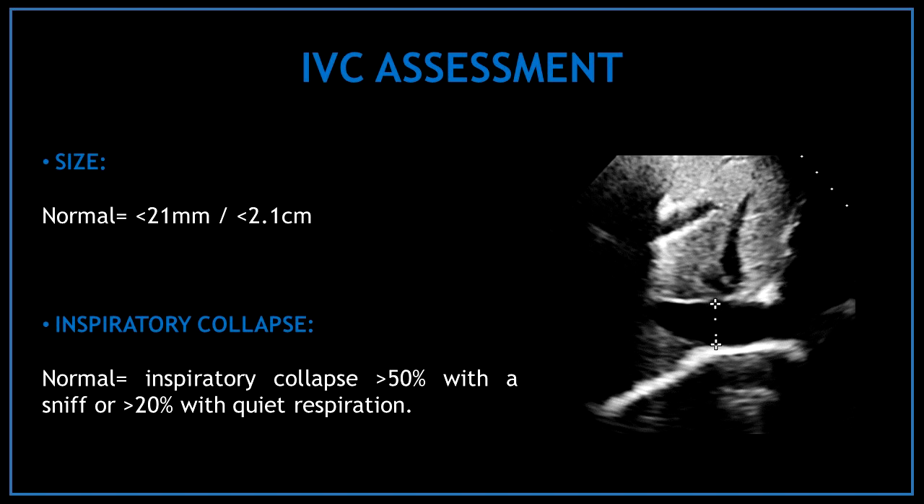The normal size of the inferior vena cava is less than 2.1 centimeters. And a normal inferior vena cava will have an inspiratory collapse more than 50% with a sniff, or an inspiratory collapse more than 20% with quiet respiration.